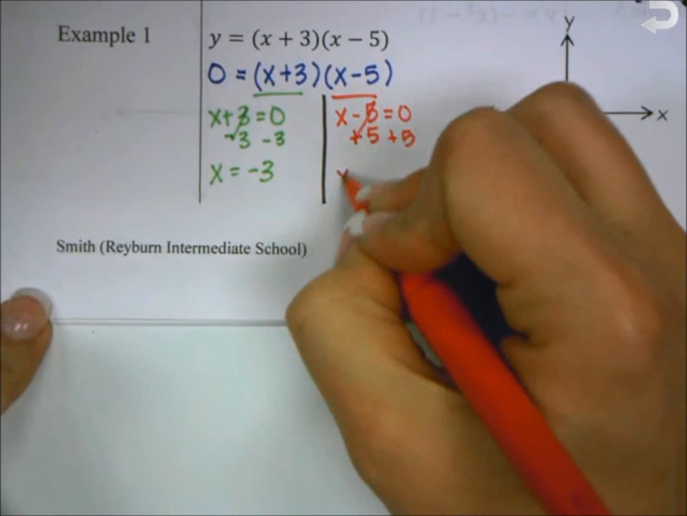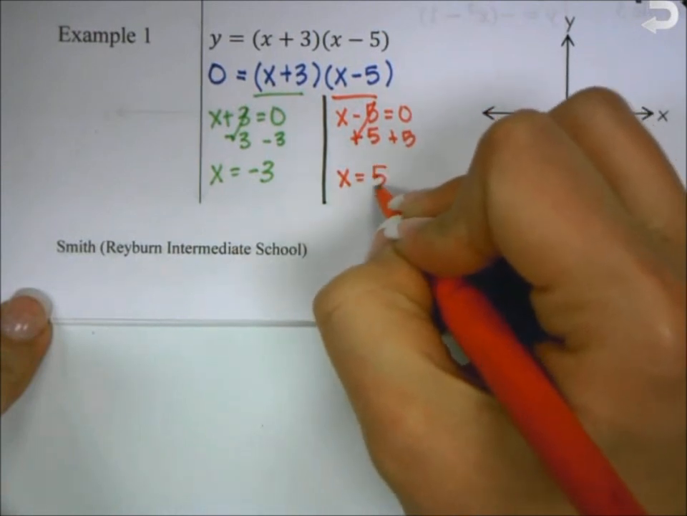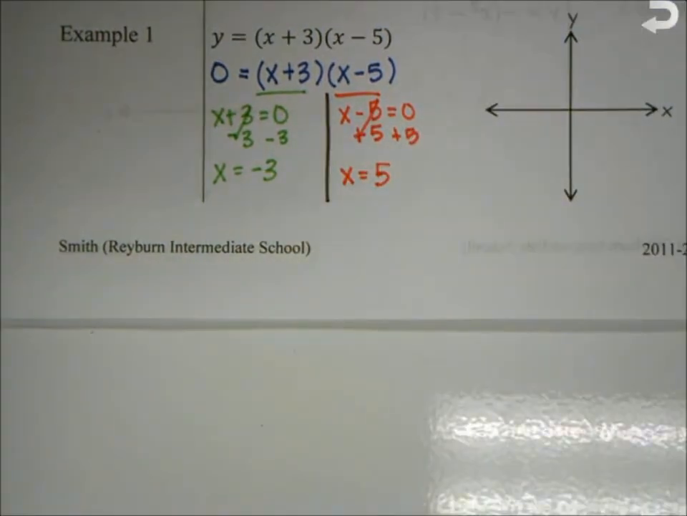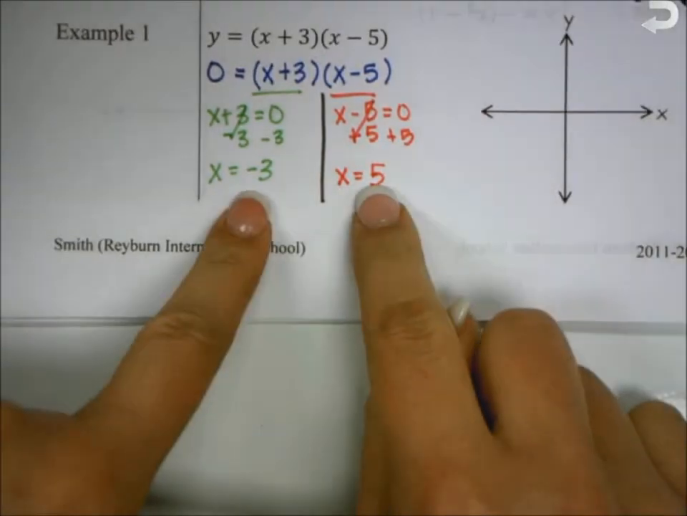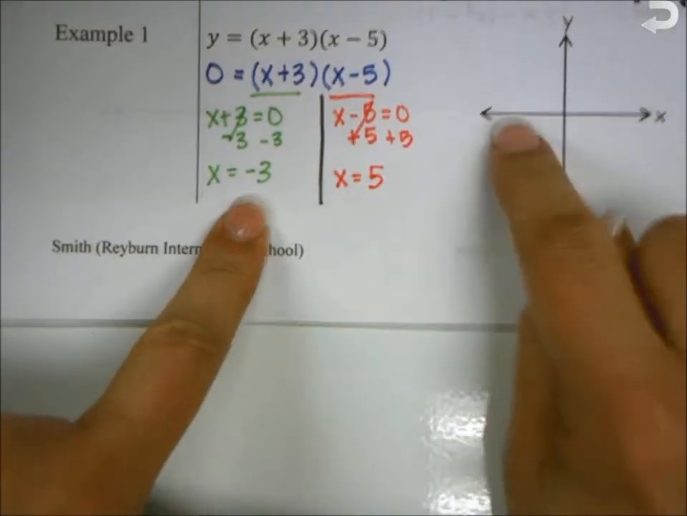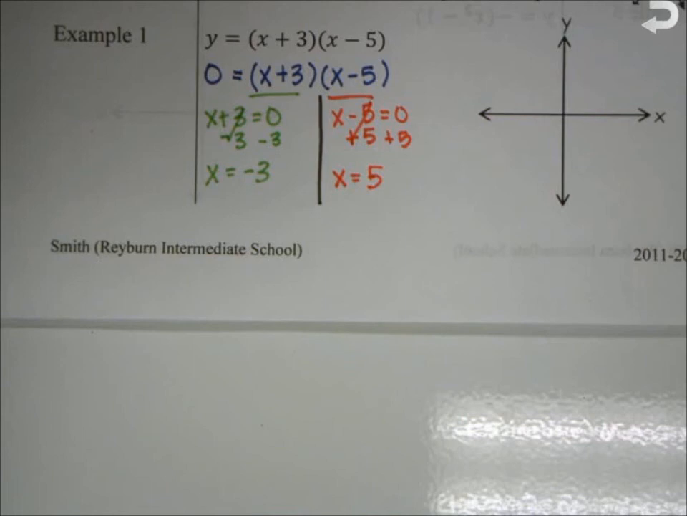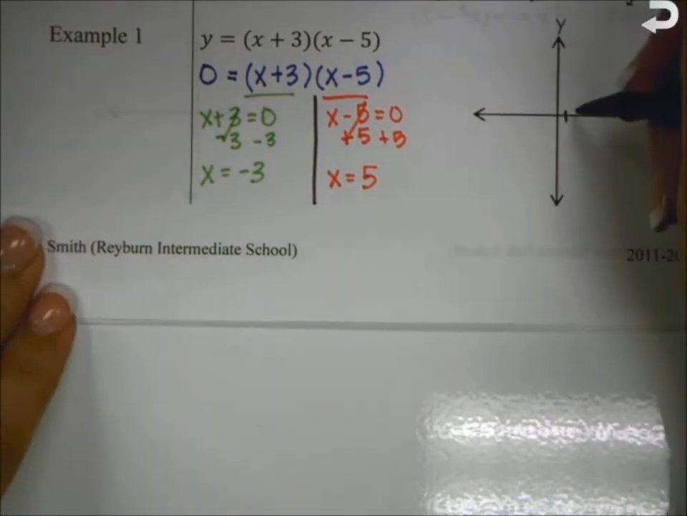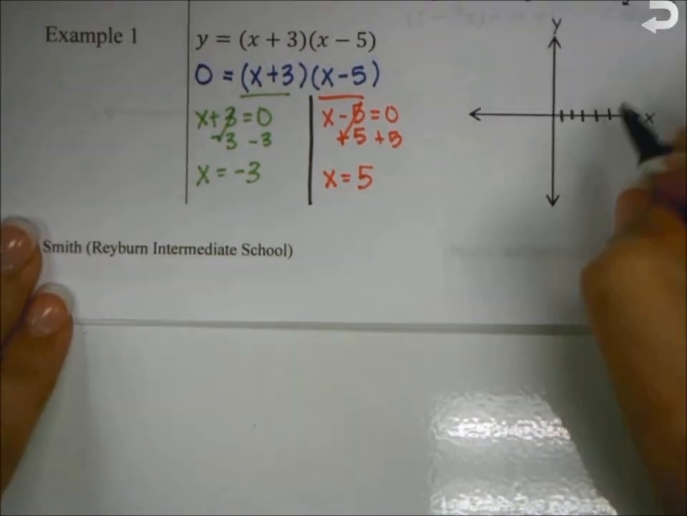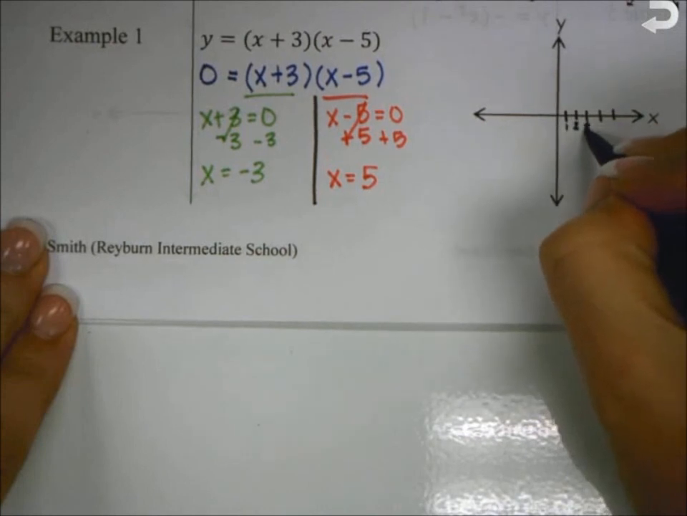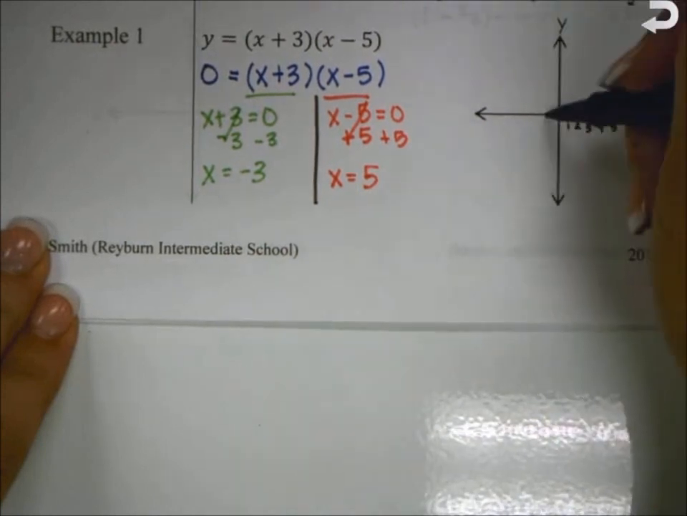So the way I'm going to graph this is these are both x-intercepts. So they're going to come along the x-axis, and I need to put one of them at positive 5. So 1, 2, 3, 4, 5, and we need to make sure we label that. And 1, 2, 3, 4, 5, but those are negative.